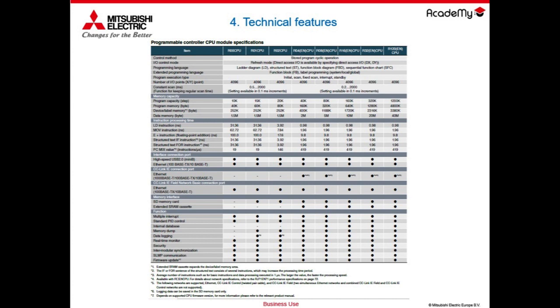As for the memory in which we store the devices and the labels, we have a capacity of 252 kilobytes for the R00, up to 3,380 kilobytes for the largest CPU, the R120. They do not differ by the number of I/O points that can be managed. We will clarify these aspects of I/O points in a little while.